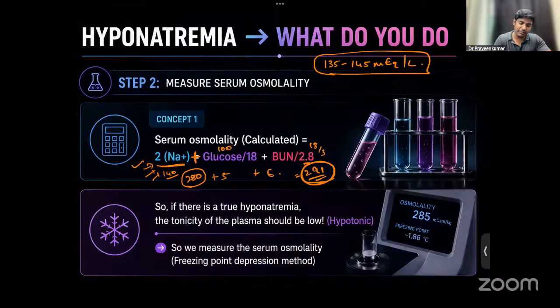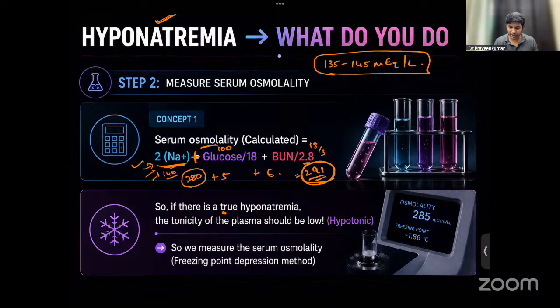Now if you are given a case of hyponatremia, if there is actual hyponatremia, what will be the osmolality of the serum? Will it be normal, high, or low? So it is going to be low. Yes, you are telling it is going to be low, because we know serum osmolality is majorly determined by your sodium levels. If there is actual hyponatremia, then your serum osmolality should be low. So that is concept one we should remember.